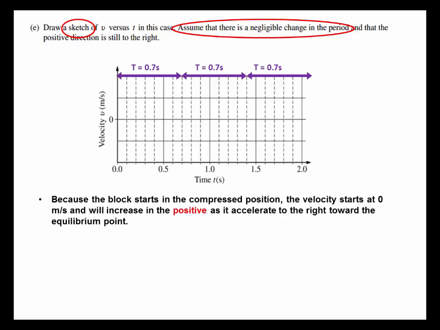And we know that because this is starting in the compressed position on the left side of the block, it's going to be uncompressing and moving to the right. So our velocity will start at 0 because we haven't let it go yet. Once we let it go, it'll be moving to the right, so the velocity will be increasing. And we know that since our period stays the same, we'll have zeros everywhere we have a full period. So we'll plot those first.